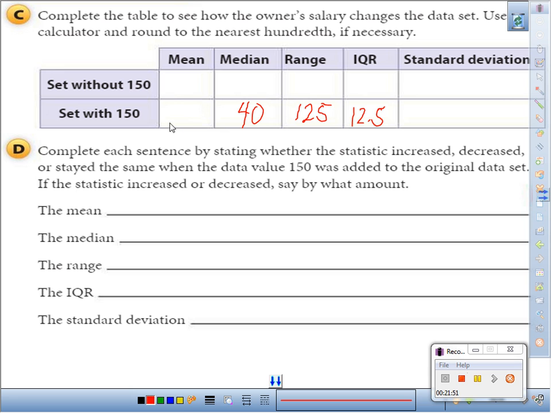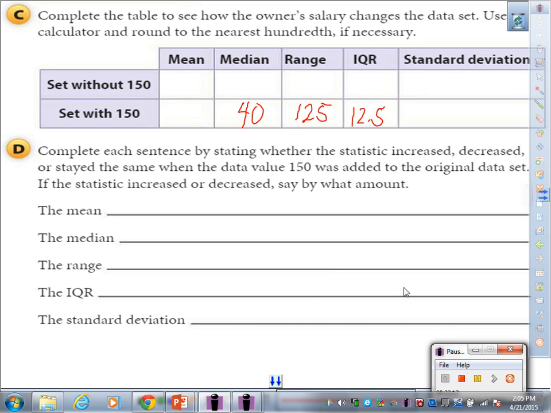So now you need to find the mean. So add all those numbers. You have a calculator. So fill in this table. Leave the standard deviation till the end. I want you to fill in this information first with the 150, and then do it again without the 150, and see how it affects the rest of the data. Okay? I'm going to pause this for a little bit to give you time to do that. Alright guys, so you're finishing that information.